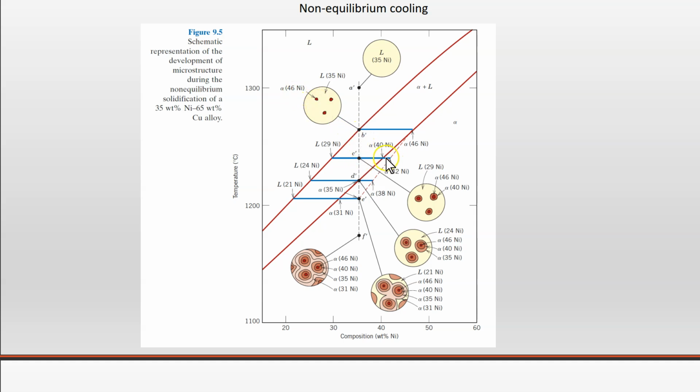Then the next alpha phase to form will contain less nickel as a weight percent. And you can see that then we get a layer of 40% nickel. And this continues until we have a microstructure that is not homogeneous, but contains the alpha phase with different weight percents of nickel in this manner.